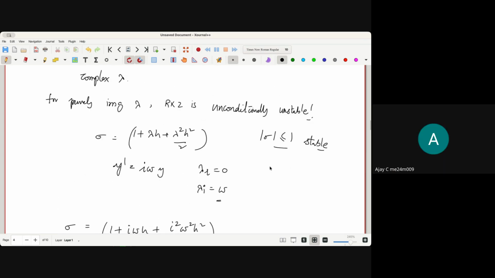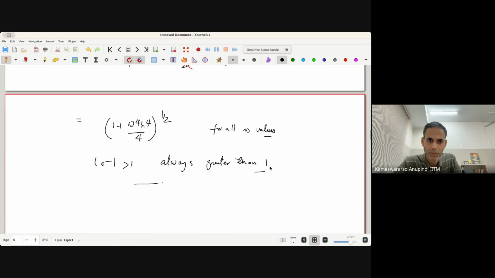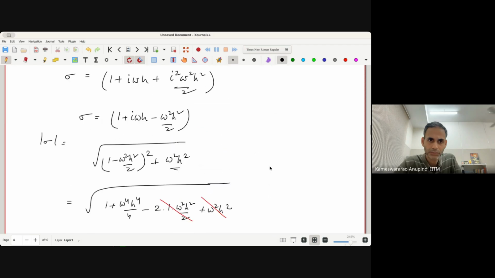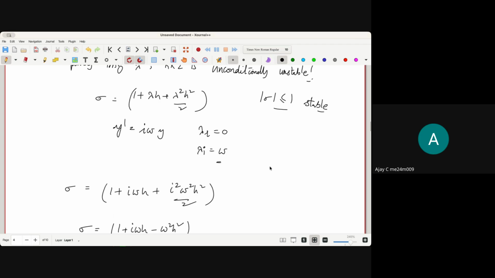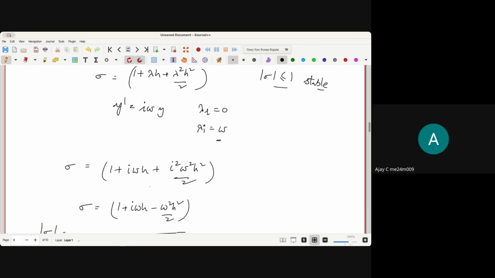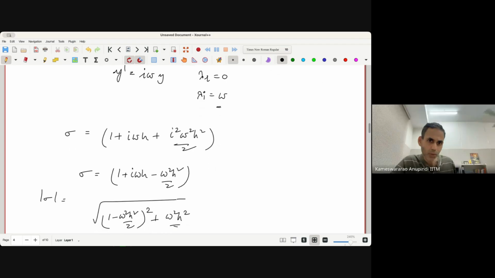Sir, can you go down to purely oscillatory problems? Yeah, oscillatory. So here, the square of i omega h will be minus omega squared h squared, right? So this is the real part, and then this is the imaginary part.